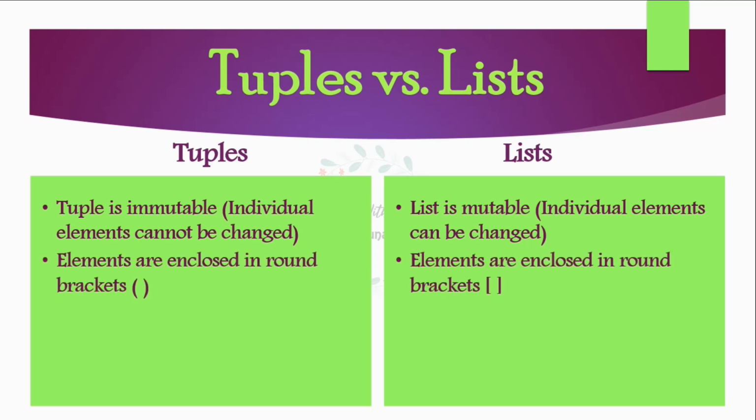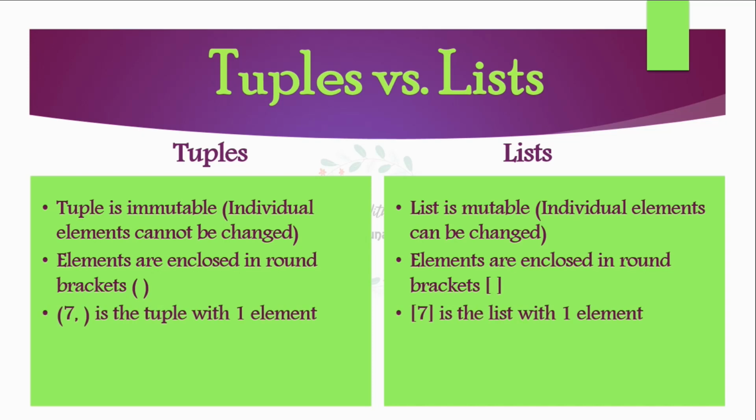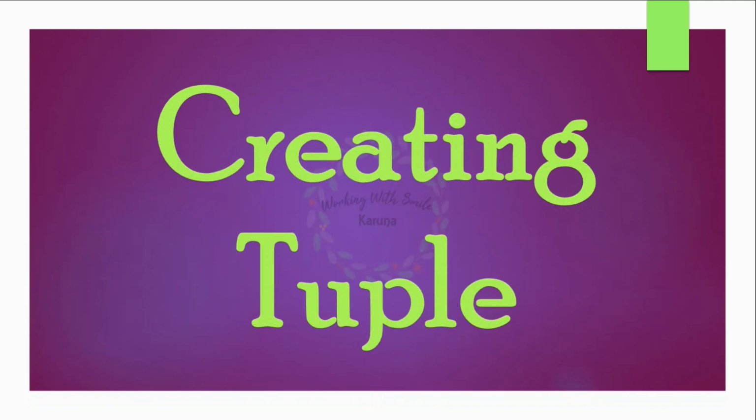The elements of the tuples are enclosed inside round brackets, or you can call them parentheses, whereas list elements are enclosed inside square brackets. Here is an example of a tuple with one element, and to create a list, you do not need to add the comma operator. You can simply write one element inside the square brackets and you can have your list with just one element. Now let's proceed further towards creation of tuples.